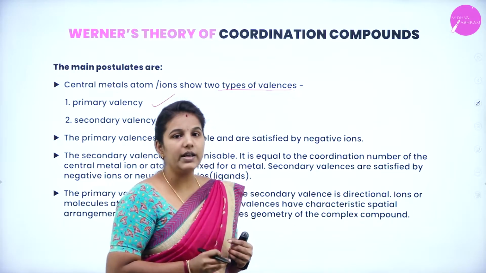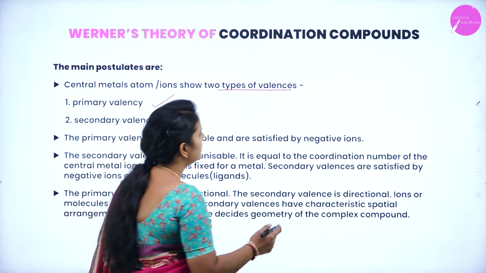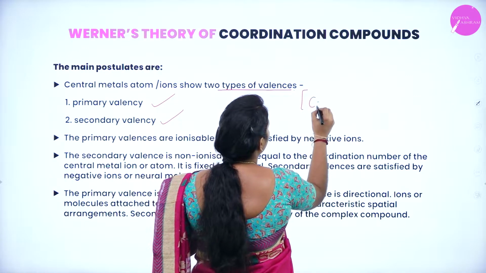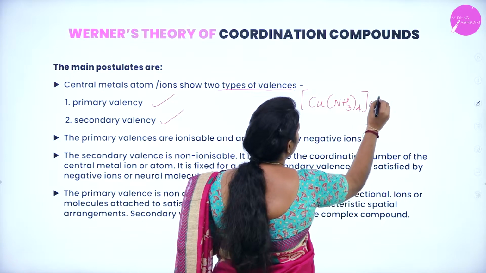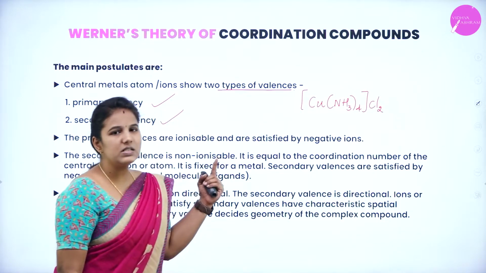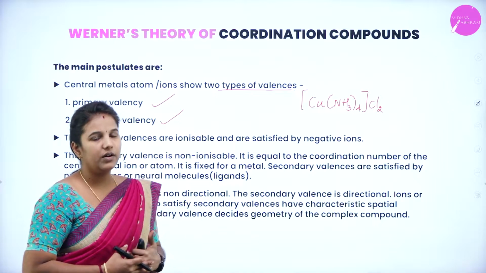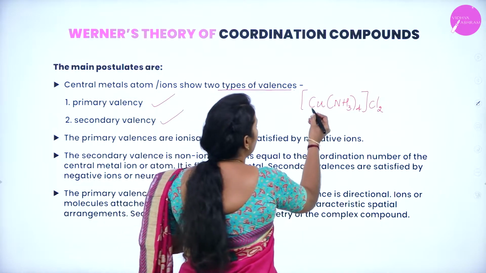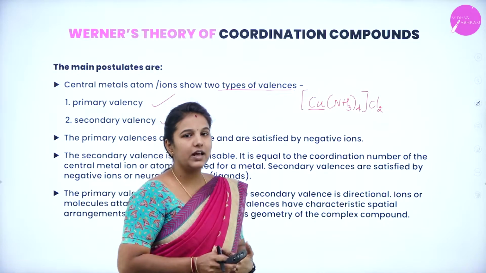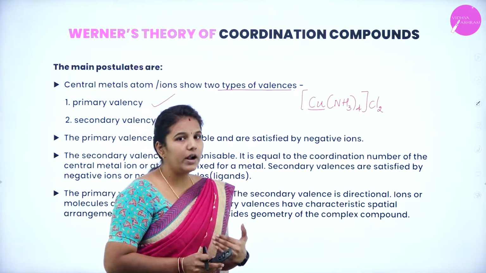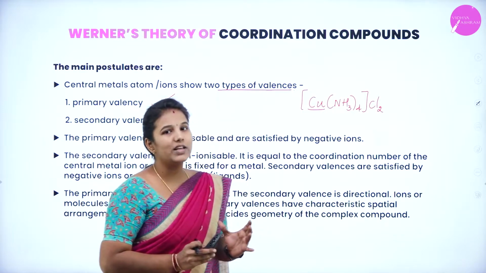To explain what is primary valency and secondary valency, I'll write one example. So I'll take copper NH3 4 times with Cl2. This is my complex. In this compound, you can clearly understand that the central metal atom is copper, which has been coordinated by 4 different NH3 ligands, and we know that Cl2 is my counter ion.